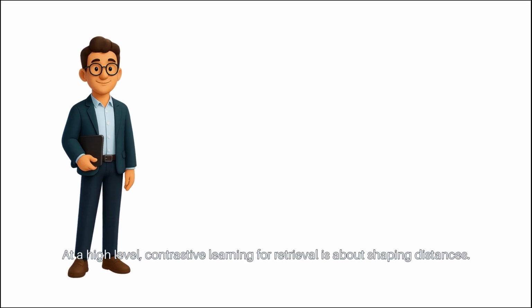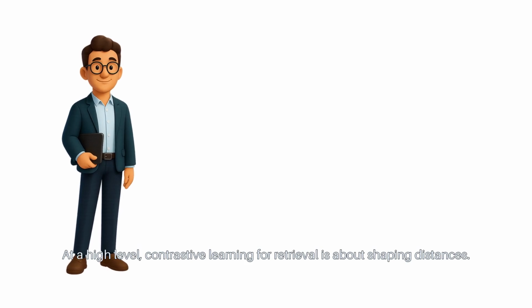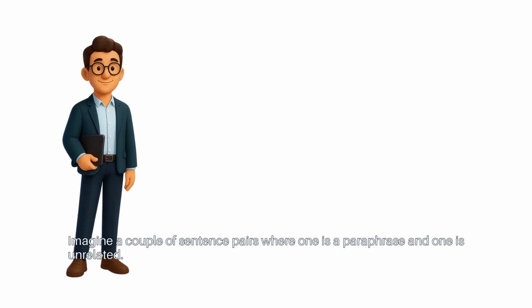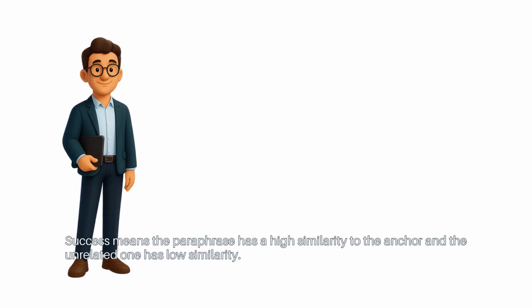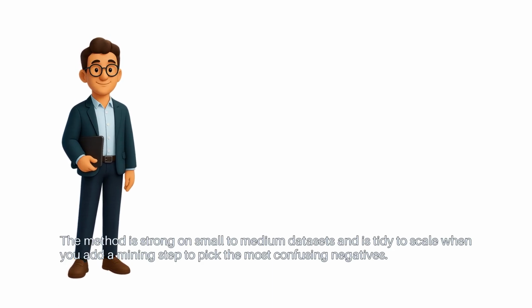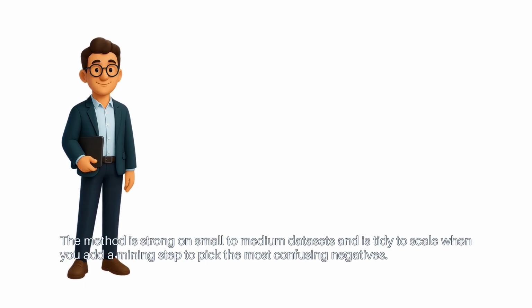At a high level, contrastive learning for retrieval is about shaping distances. Imagine a couple of sentence pairs where one is a paraphrase and one is unrelated. Success means the paraphrase has a high similarity to the anchor, and the unrelated one has low similarity. The method is strong on small to medium datasets and is tidy to scale when you add a mining step to pick the most confusing negatives.